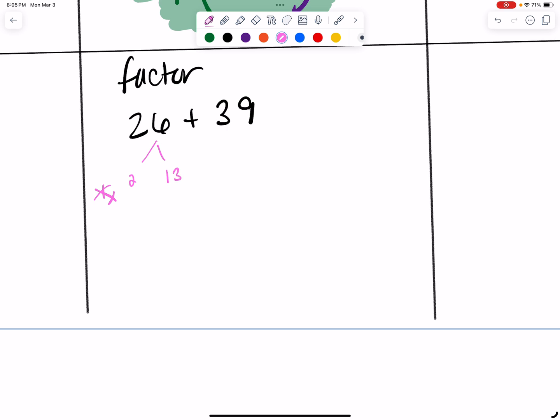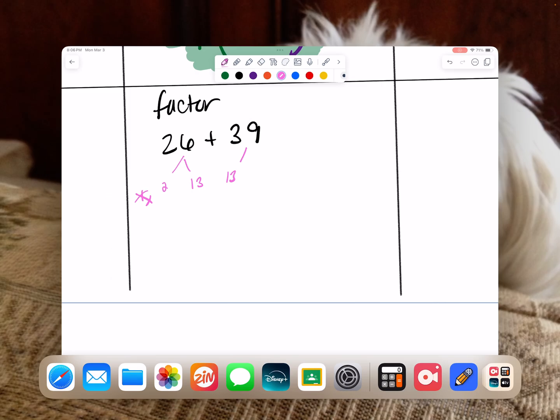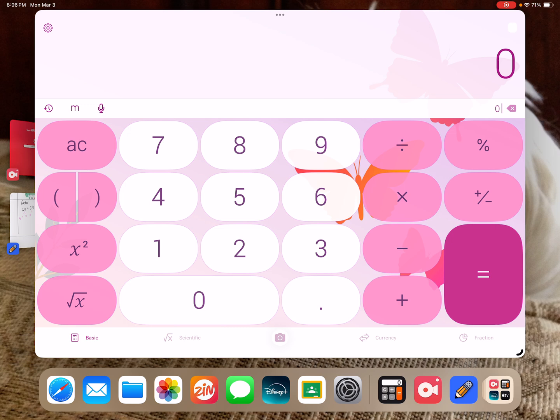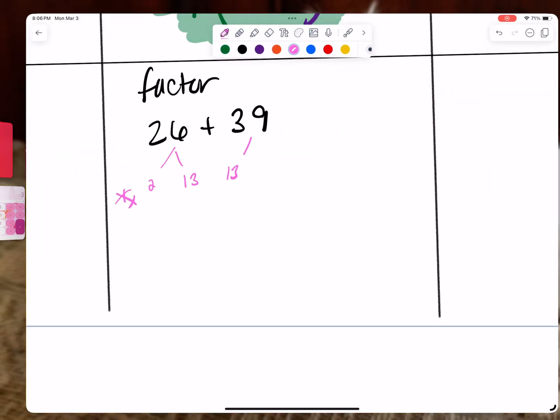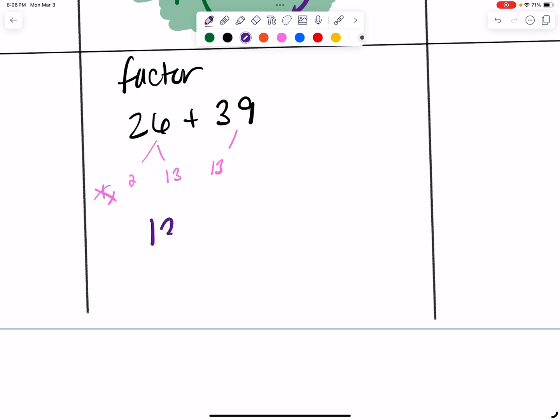Wait a minute. Can 13 go into 39? 39, 26 divided by... See, I like my calculator. It helps me. 2 and 13, and then 39. Oh my gosh, it can. 3. 13 can go into both.